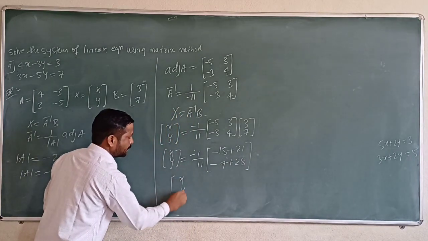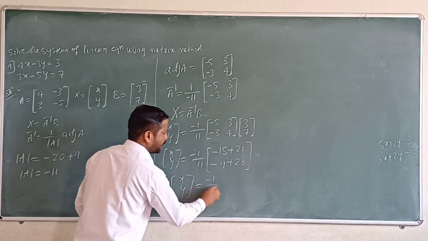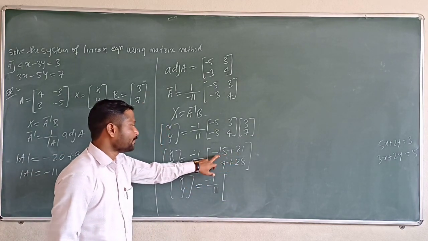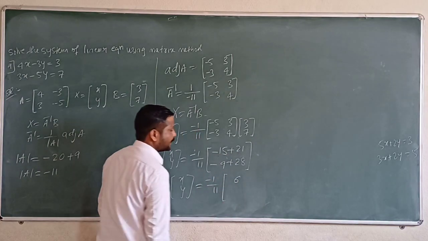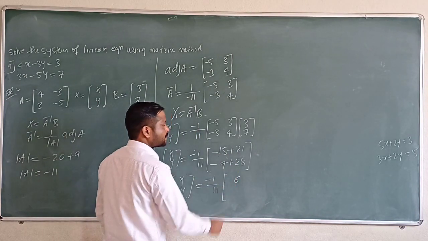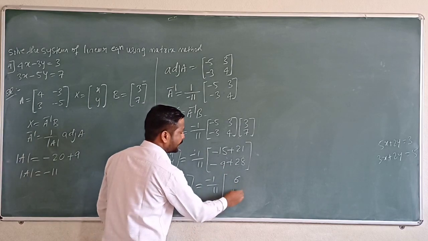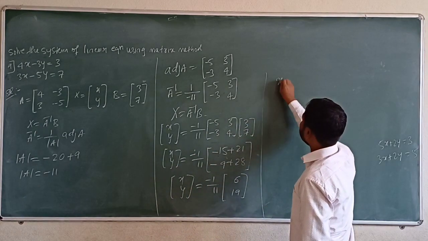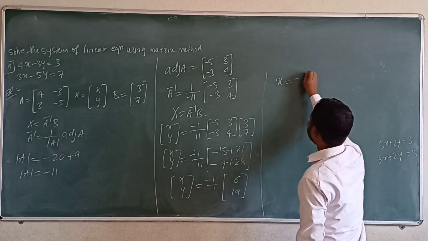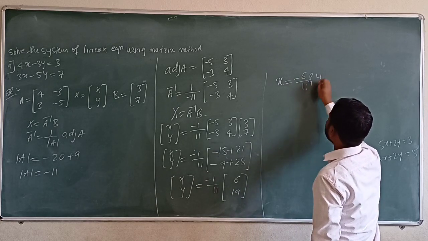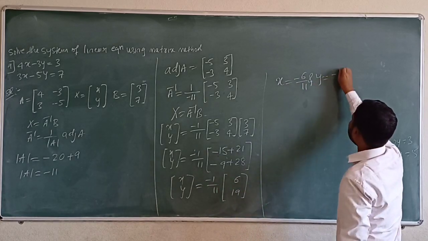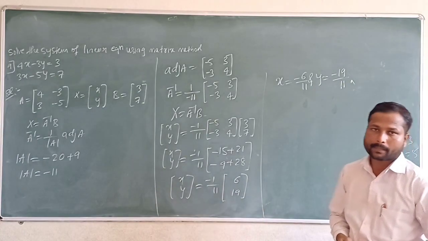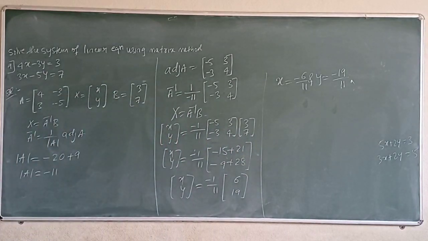So therefore x, y is equal to minus 1 divided by 11 into, simplify here, 21 minus 15. What is the answer? 6. 28 minus 9 is 19, plus 19. Now multiply by 1 by 11. So therefore x is equal to minus 1 into 6, minus 6 by 11, and y is equal to minus 1 into 19, minus 19 divided by 11. These are the x and y values.